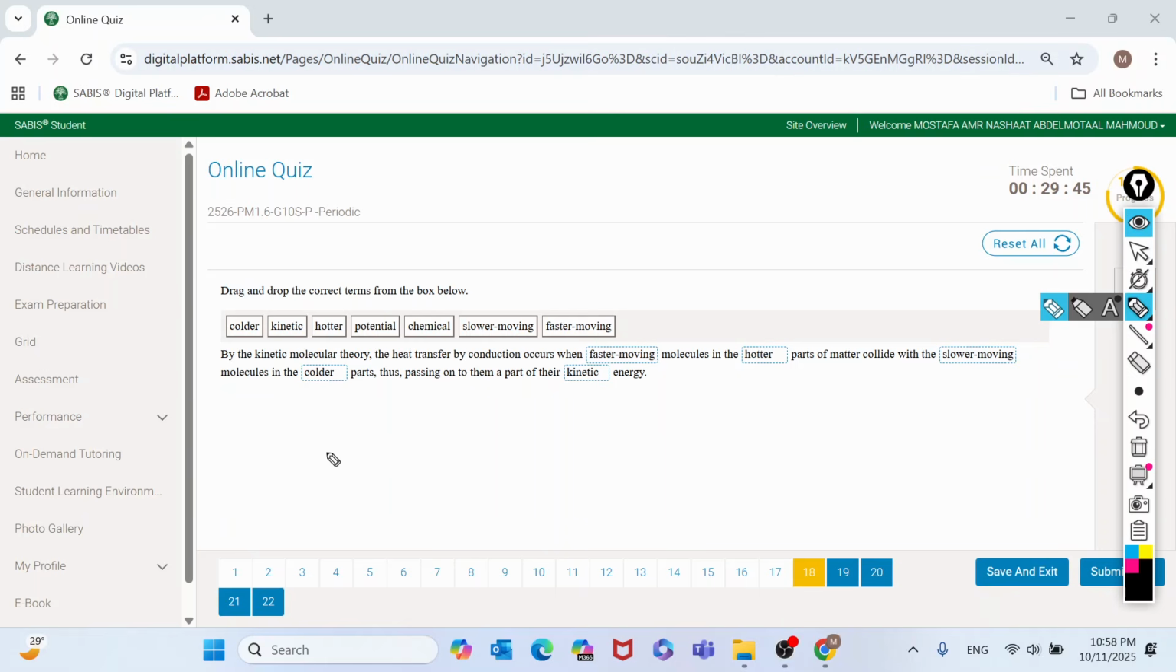Basically, kinetic energy is directly proportional to temperature, which means a hot particle has the exact same meaning as a fast particle. It's the same thing. So let's say this is a fast particle, it's moving fast. It hits the cold particle. So now the cold particle takes some of that energy, so it's also moving a bit faster. So faster moving particles, which are the hotter ones, in the hotter parts of matter, collide with the slower moving ones in the colder parts of matter, so they transfer some of their kinetic energy, which is the same as saying that they make them hotter.